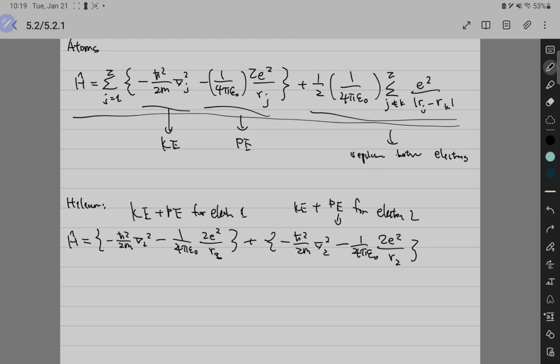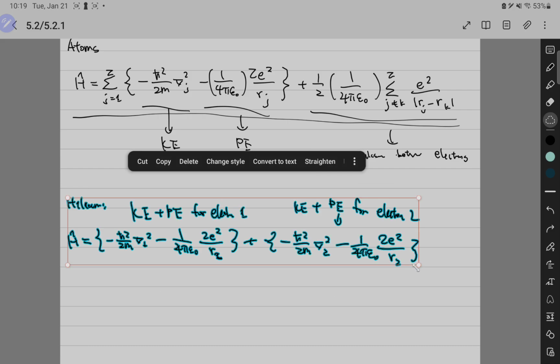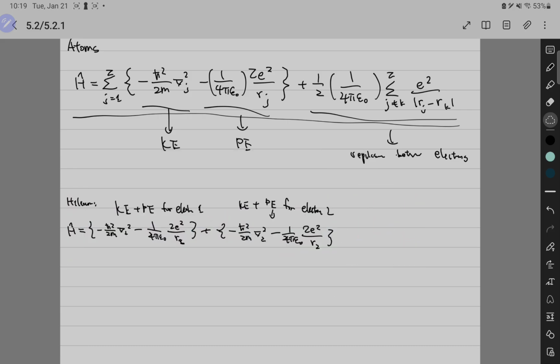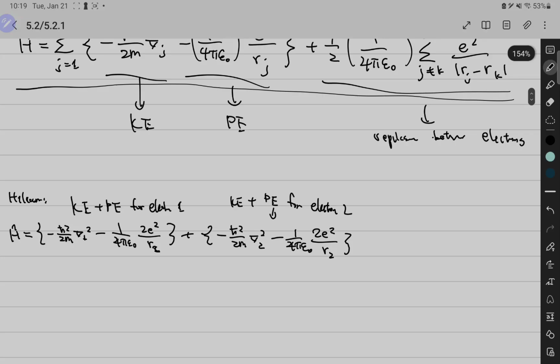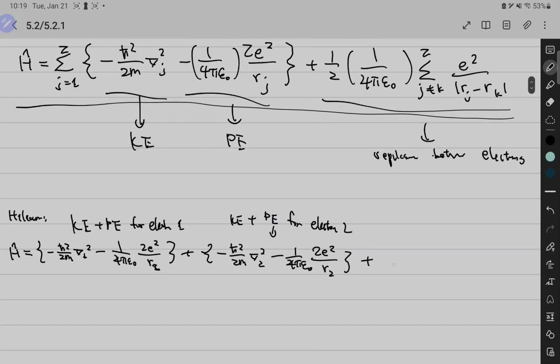And I'm just going to shrink my writing a little bit because it's not fitting right now. And then we write down a mutual term, which is plus 1 over 4 pi epsilon, e squared over the magnitude of r1 minus r2. If you observe this equation, you might notice that you don't have the 1 over 2 in front of the term.